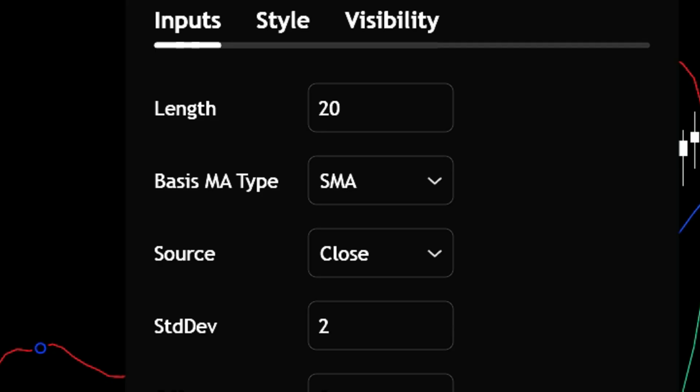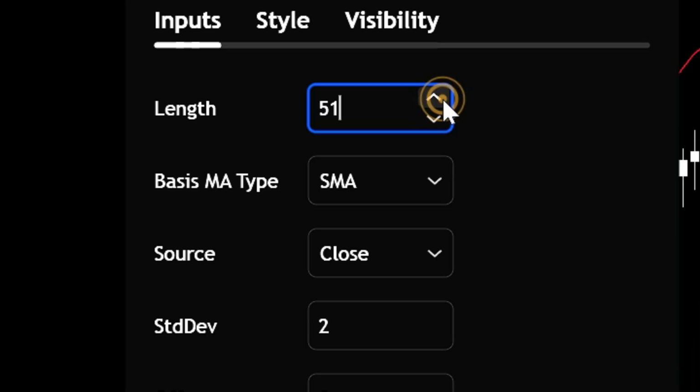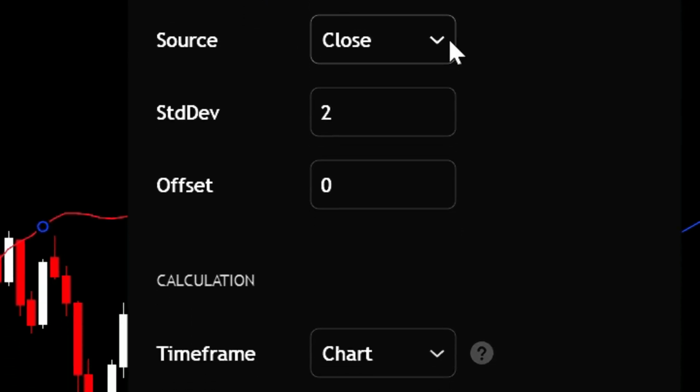First, look at the length. That's the moving average. Instead of leaving it at 20, bump it up to 55. Why 55? Because it can help smooth out short-term noise. You're not reacting to every tiny wiggle anymore. Instead, you can focus on the bigger picture trend, which can help you build a more consistent approach to analyzing the market. Next, scroll down to the standard deviation.